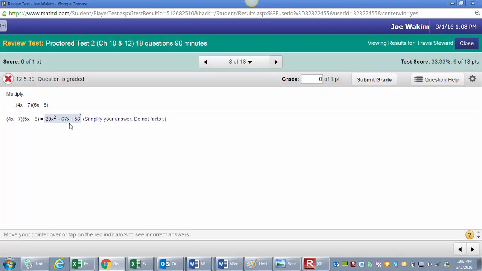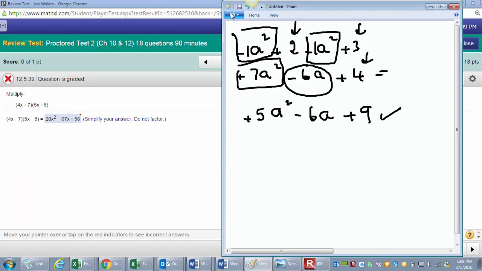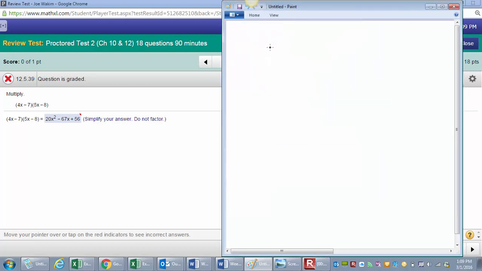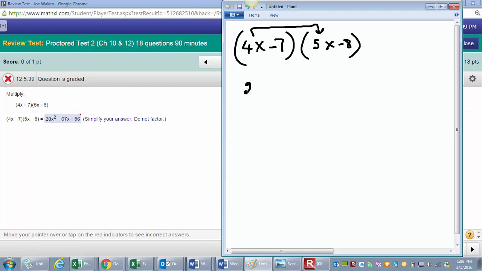20x squared minus 67x plus 56. And we just have to FOIL. So all you have to do is multiply the binomials. We have 4x minus 7, 5x minus 8. So we're going to start with 4x times 5x, that's 20x squared because we add the exponents. Then you have 4x times negative 8, 4 times negative 8, negative 32x. Then negative 7 times 5x, negative 35x. And then negative 7 times negative 8 is plus 56.